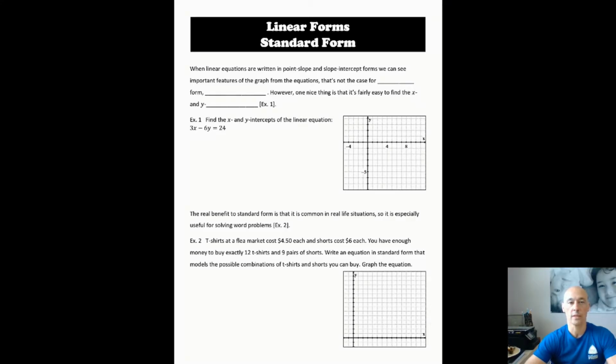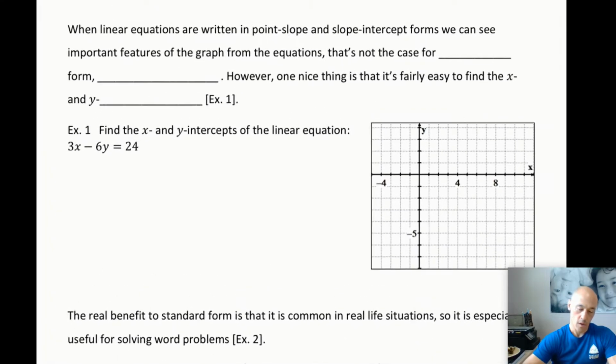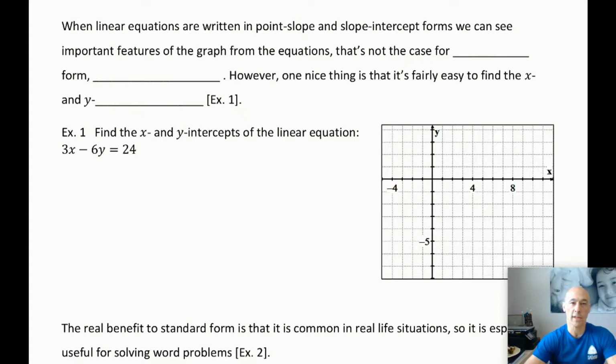Linear forms, standard form. When linear equations are written in point-slope and slope-intercept forms, we can see important features of the graph from the equations. We can see a point, or the y-intercept, and the slope in both cases. That's not the case for standard form.